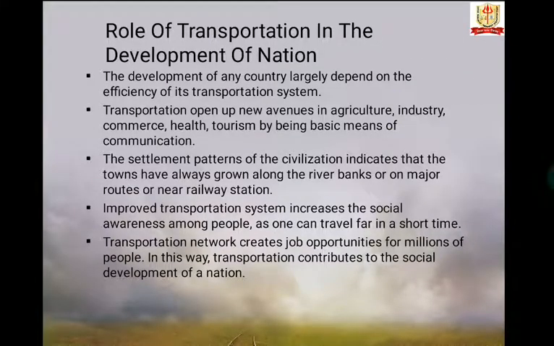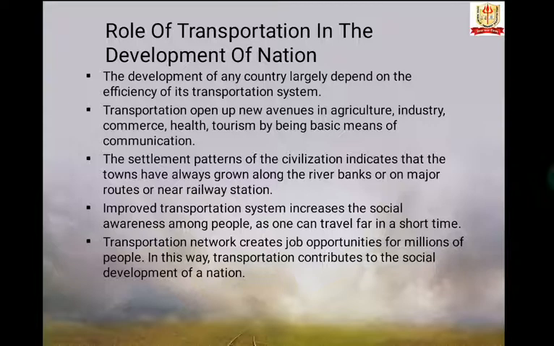Role of transportation in the development of nation. The development of any country largely depends on the efficiency of its transportation system. Transportation plays an important role in the development of a nation. It contributes to the progress of the nation by economical, industrial, social and cultural development.